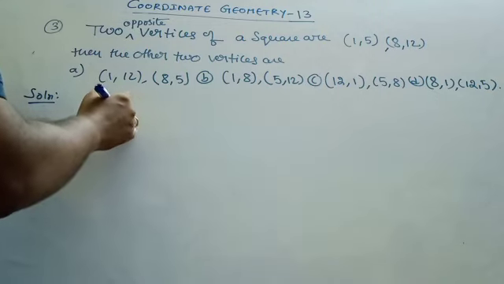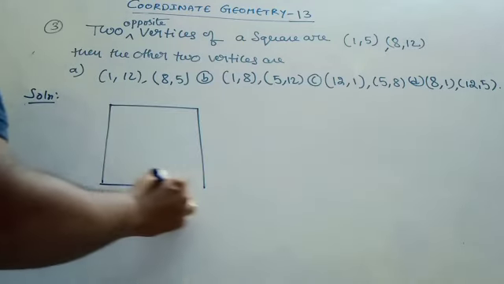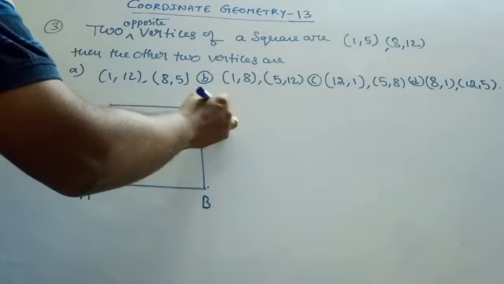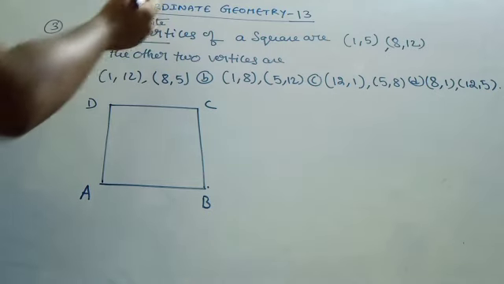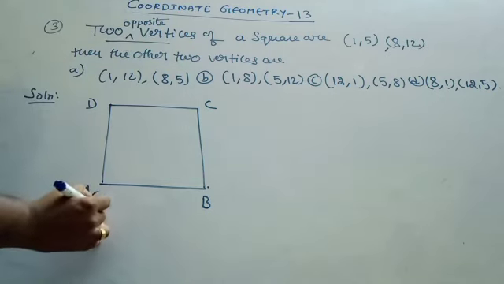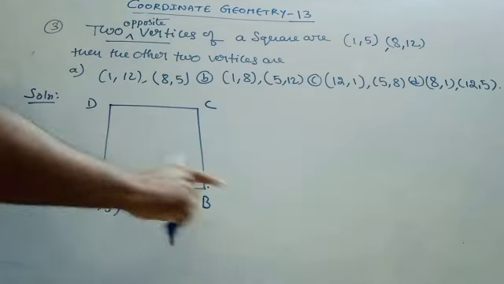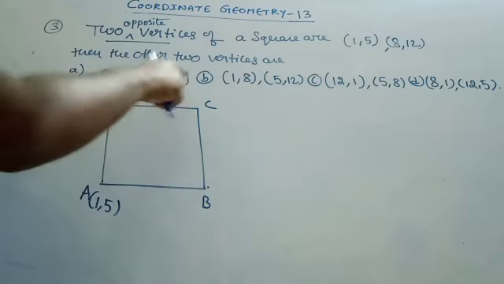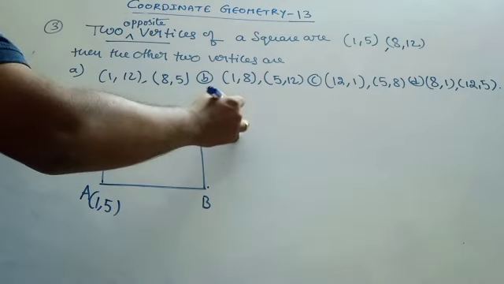You see, let us take, my dear students, the square, right? It is a square like this. They have given A, B, C, D, these are the vertices. They have given two opposite vertices. Opposite vertices mean the diagonal vertices, not side vertices. Only diagonal vertices are opposite. A is (1, 5) and C is (8, 12).